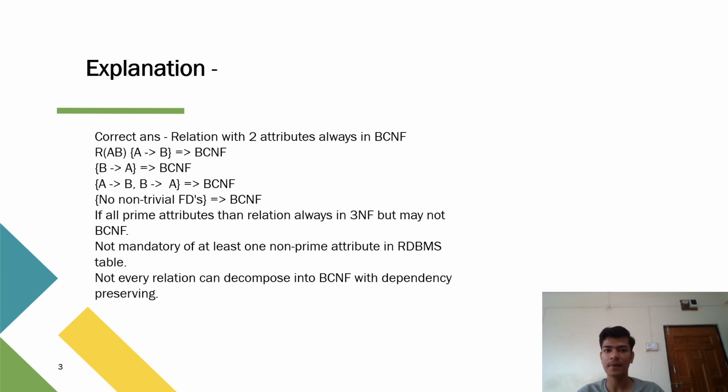Now it is not mandatory that there should be one non-prime attribute in a relational database management system. So option C is also incorrect, and not every relation of BCNF decomposes with preserving the dependency. So option D is also incorrect. So our correct option is option A.